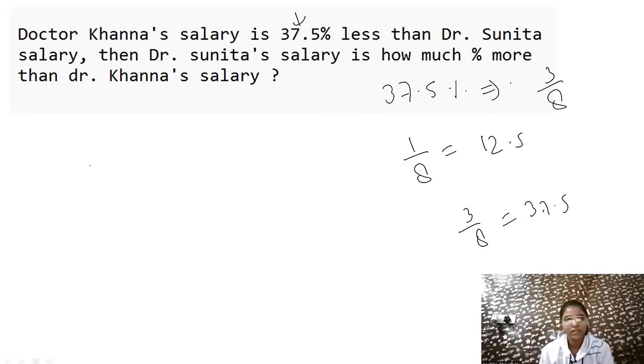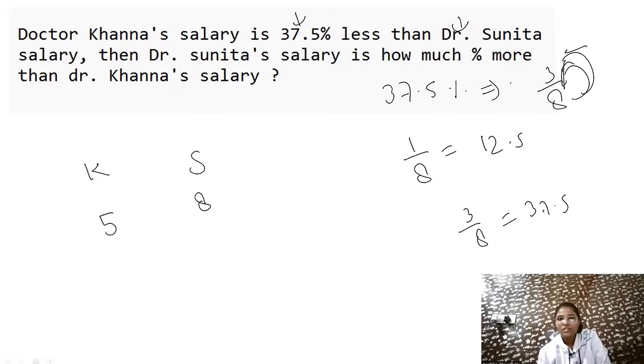So there is Dr. Khanna and this is Dr. Sunita. The question is saying that Dr. Khanna's salary is 37.5% less than Dr. Sunita's salary. So here we are talking about Dr. Sunita. If Dr. Sunita's salary is 8, then Khanna's salary will be 8 minus 3. Here, see my arrow. 8 minus 3, that means Khanna's salary will be 5 and Dr. Sunita's salary is 8.